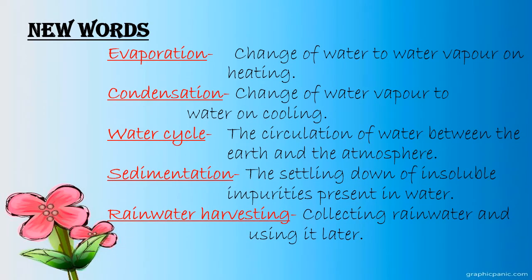Next is new words. Students, you have to write and learn these new words. These are very important. So first is evaporation. Change of water to water vapor on heating is called evaporation. Condensation: change of water vapor to water on cooling. Water cycle: the circulation of water between the earth and the atmosphere. Sedimentation: the settling down of insoluble impurities present in water. And the last one is rainwater harvesting: collecting rainwater and using it later. So these were the new words.